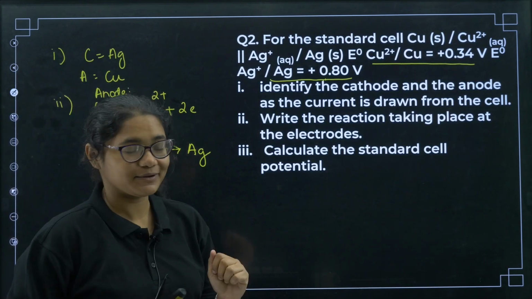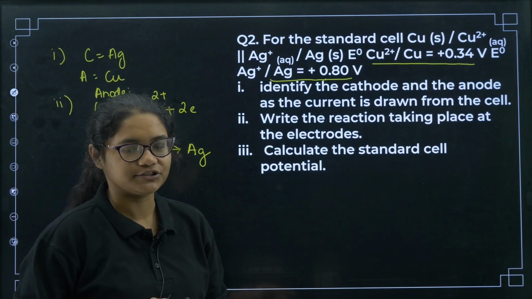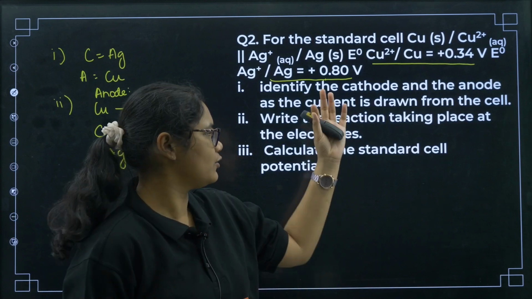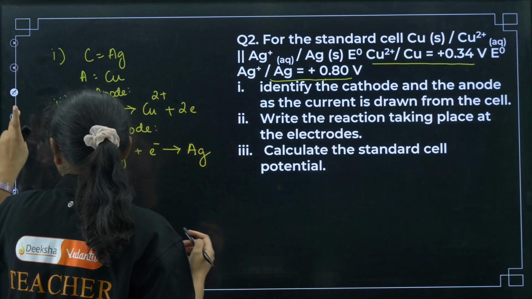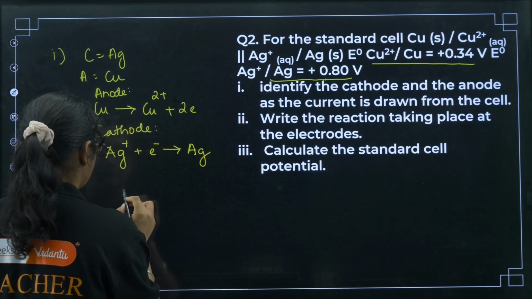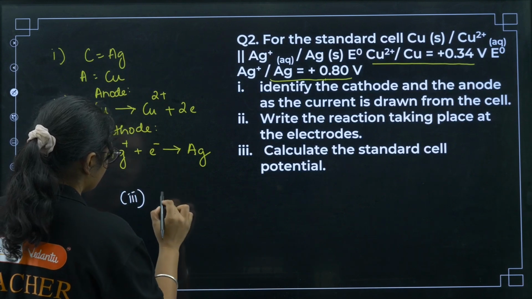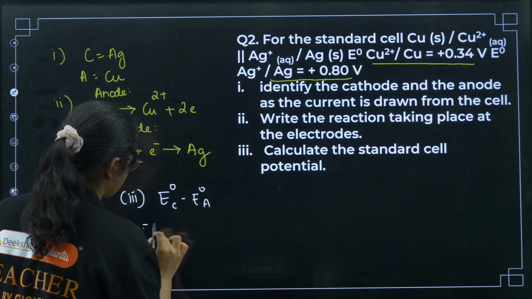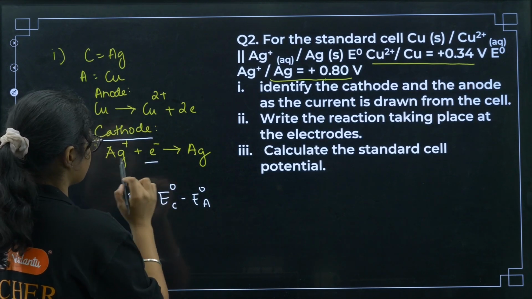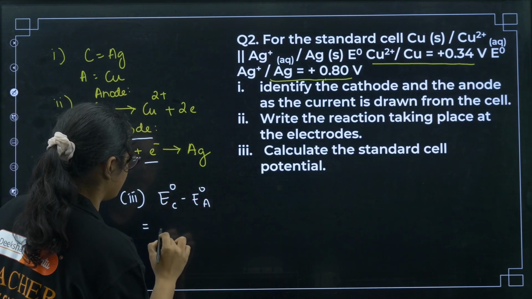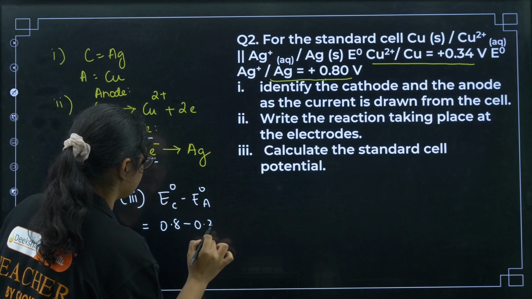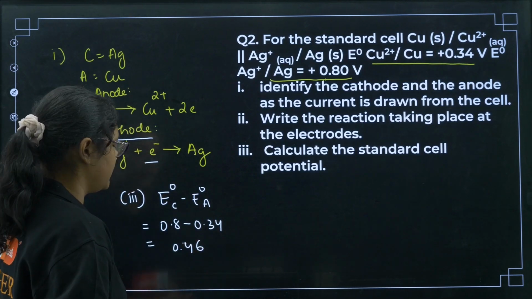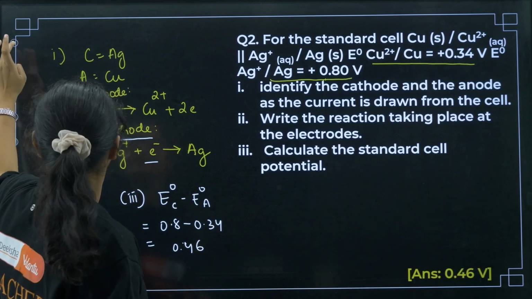Now let's see the next question. Calculate the standard electrode potential. For electrode potential, it is E0 of cathode minus E0 of anode. E0 values are also given to you. So this is again a very super easy question, my dear students. Cathode is your silver one, right? So silver value is 0.8 minus 0.34. So it will be 0.46, right? So yes, that is there.